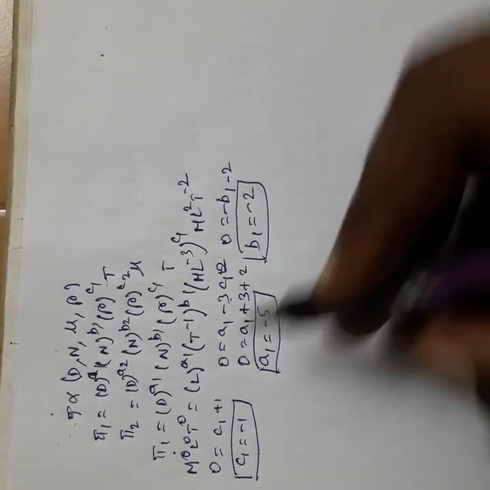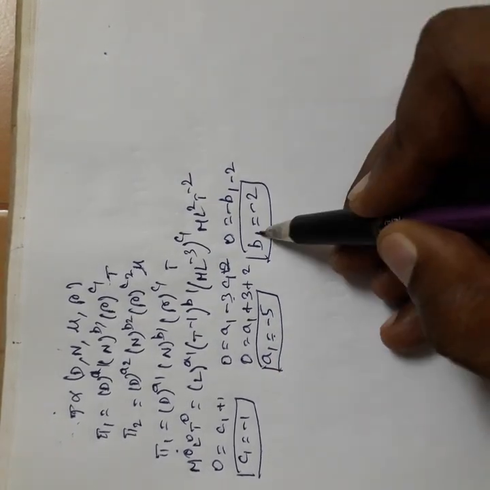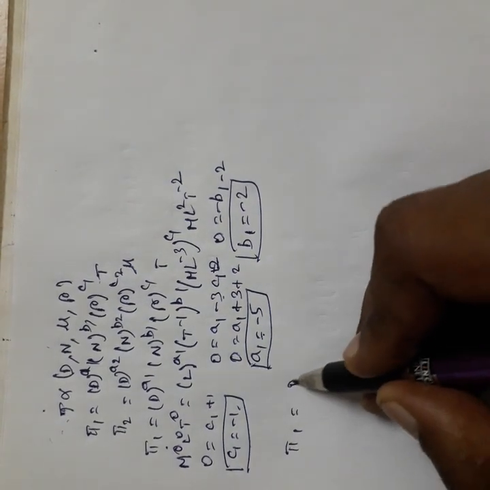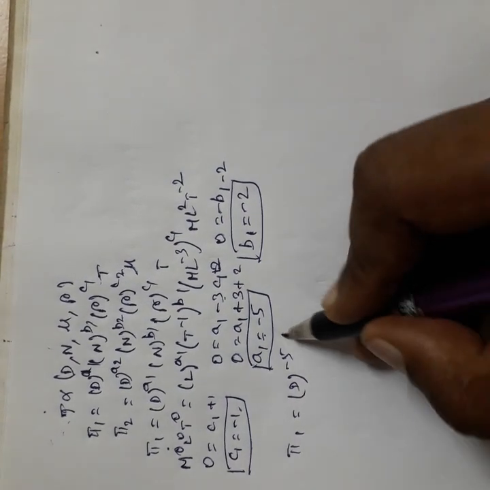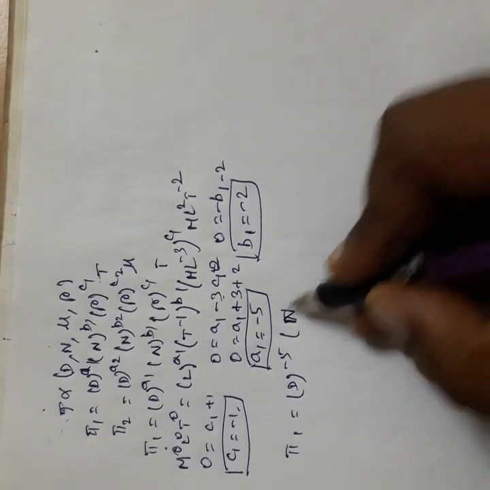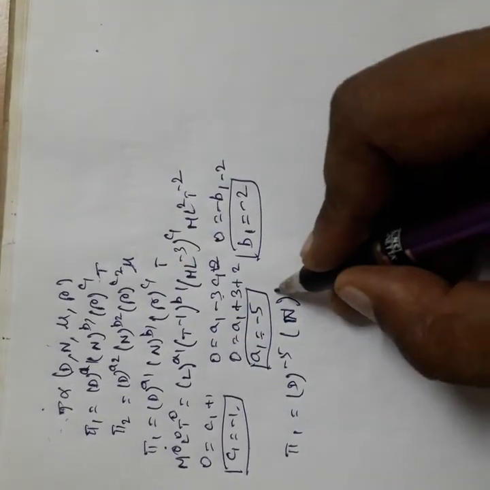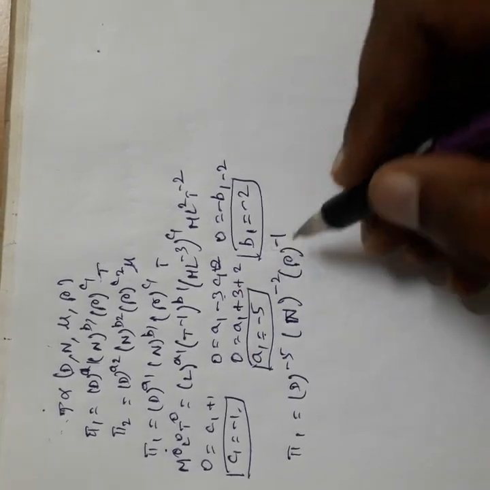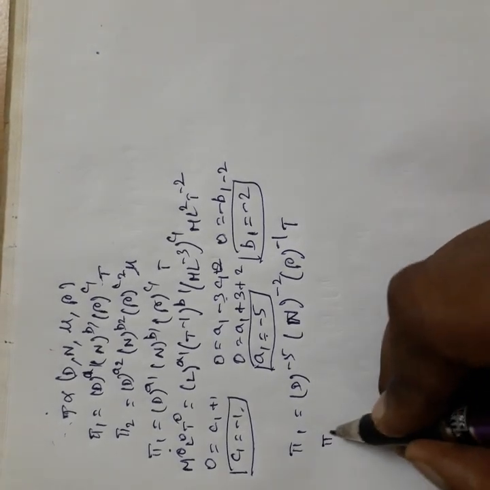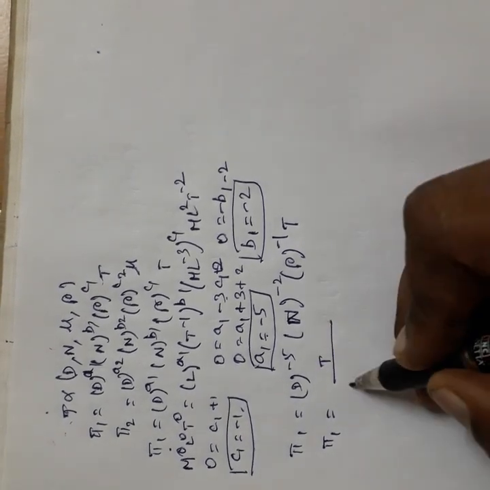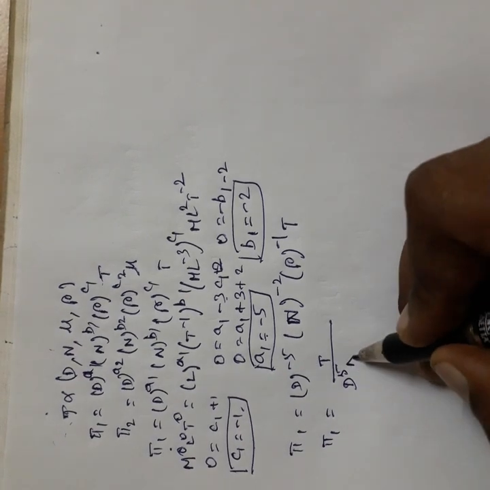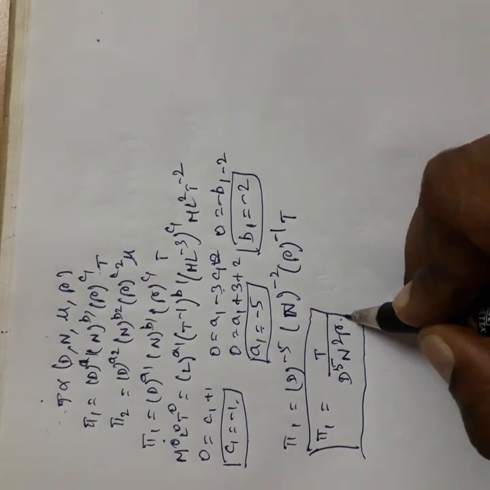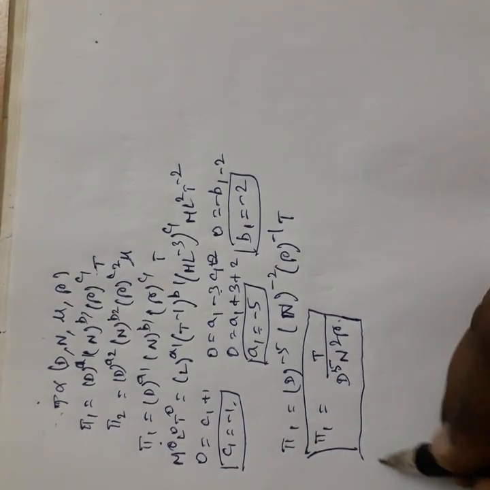Now I am going to use these values of a1, b1 and c1 and substitute them here. So pi 1 is equal to d^-5, n^-2, which we already calculated, then rho^-1 and T as usual. So pi 1 is equal to T by d^5 n^2 rho. Now I got the value of the first pi term. Similarly, we can calculate the second pi term also.